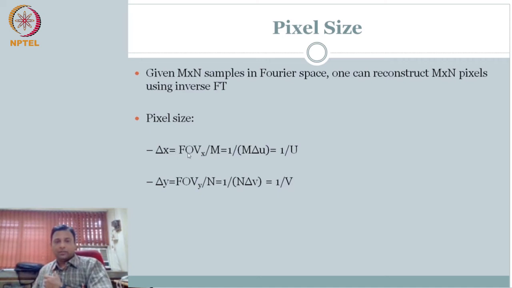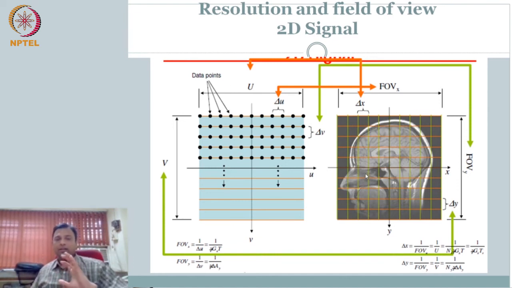From the previous slide, the field of view x and field of view y are related inversely to your delta u and delta v. So you can actually see delta x is inversely related to u, and delta y is inversely related to v. Your pixel size in spatial domain is inversely related to the field of view in your Fourier domain. Correct? So it can get confusing. So let's put up a slide. Look at this slide. Get comfortable with this slide. Then all of the concepts you'll be able to recall.